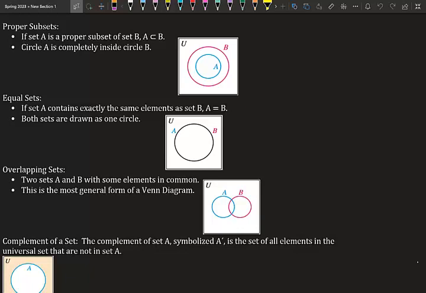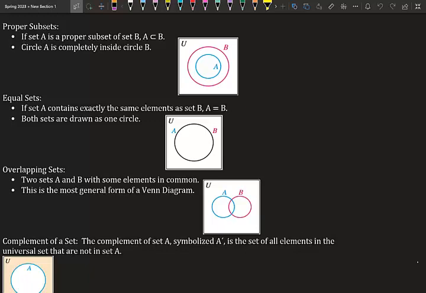Overlapping sets. That's the most common that we see, that you use in English class. So overlapping sets are two sets, A and B, with some elements in common. This is the most general form of a Venn diagram. So overlapping is what do they have in common?